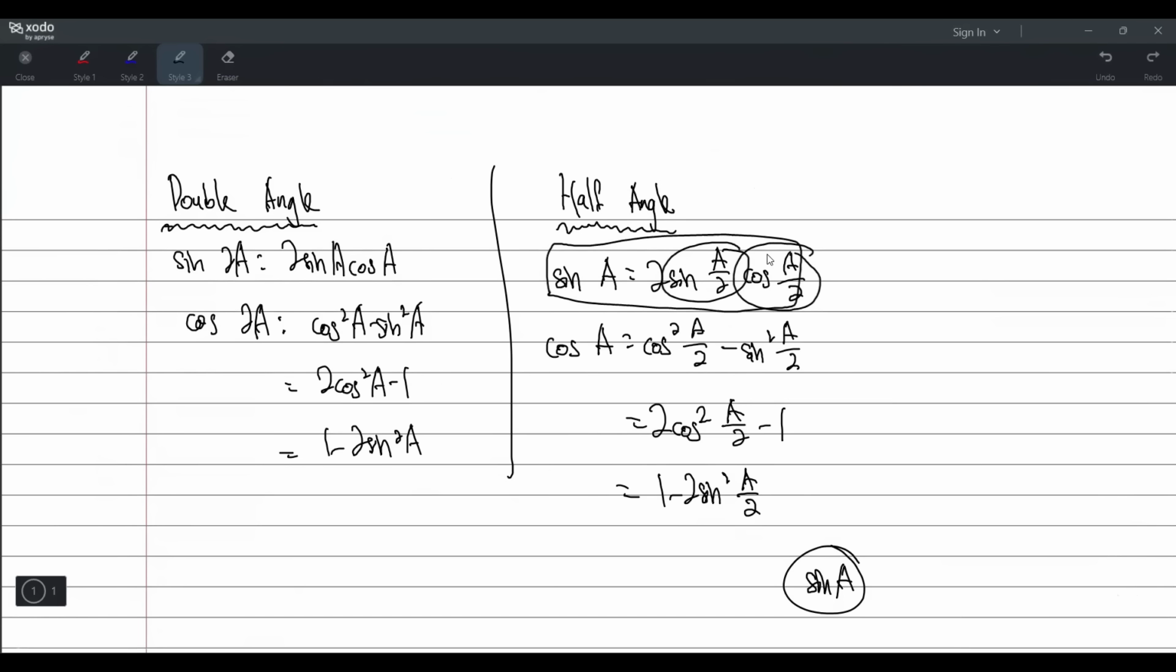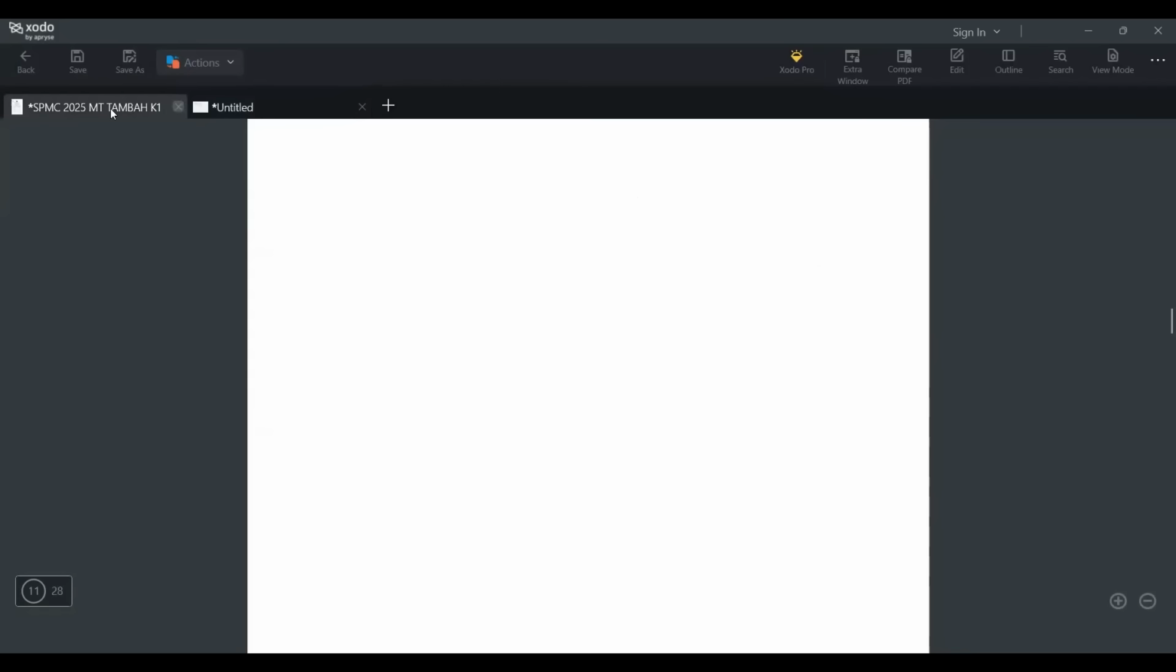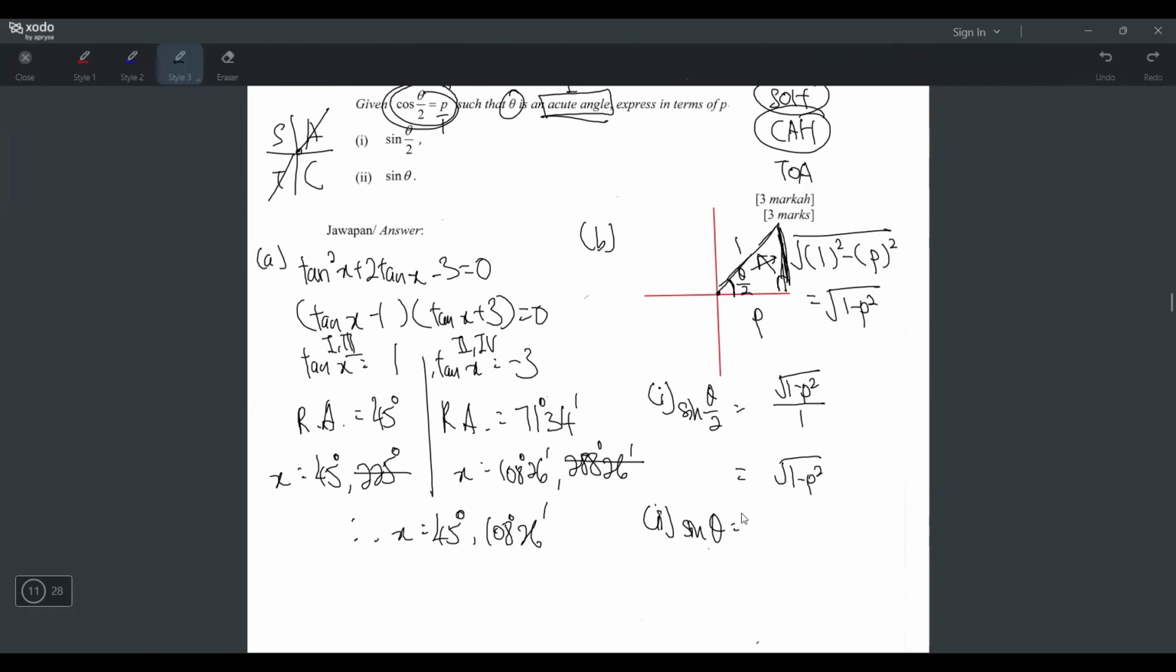I just realized, actually, can you use this also? Cannot. If you use this, you need cos A, and you can't find your cos A because your diagram is A over 2. So I think the only formula that can help you is this one: sine A equals 2 sine A over 2 cos A over 2. So let's go back to the question. Sine theta is actually 2 sine theta over 2 cos theta over 2.